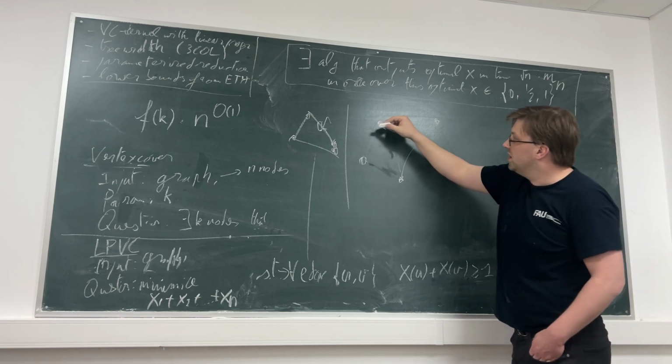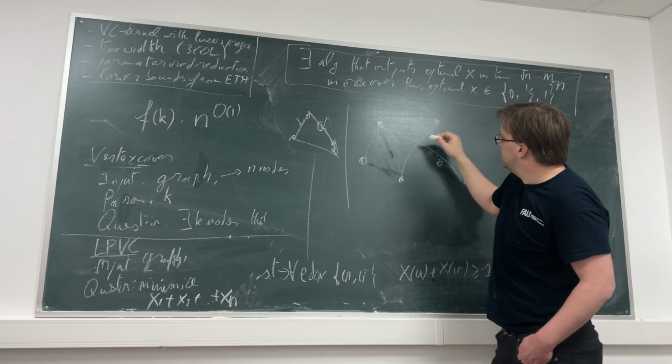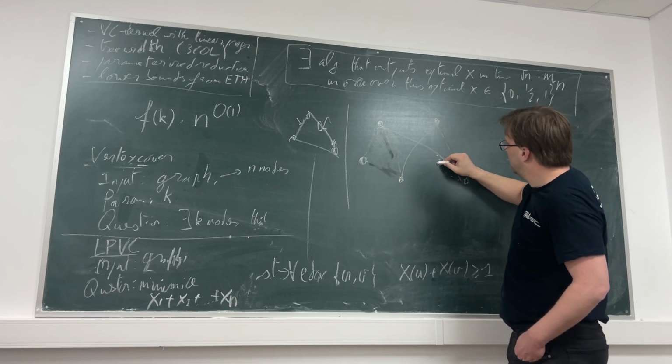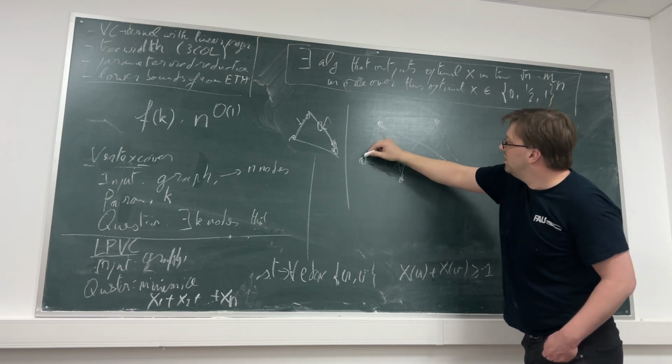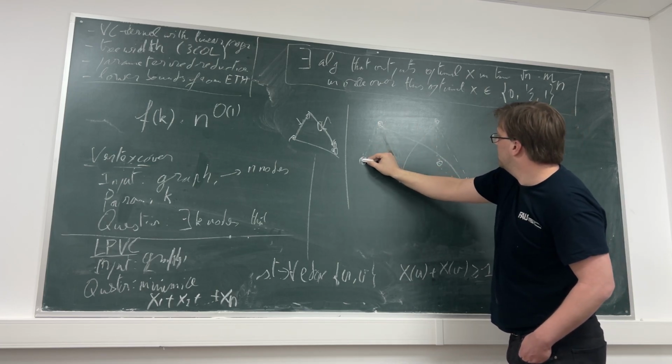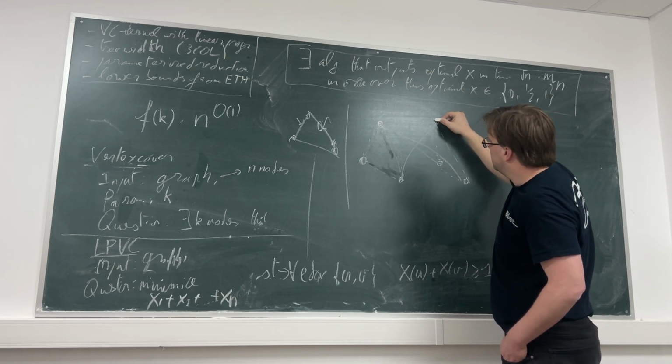And then we do the same. So let's look at this edge. We create a cross here. So it goes here, and it goes here.